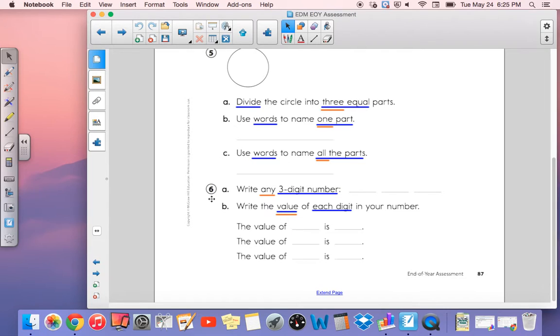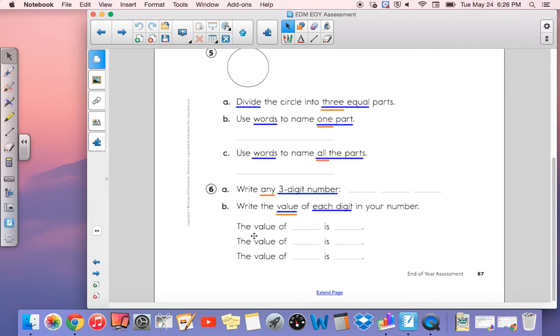6. My goodness, listen to me. 6A. Write any 3-digit number. Okay, so I want you to think of a number that has 3 numbers in it. And I want you to write it right here on these lines. So put one number here, put another number here, and put another number here. It doesn't matter what your numbers are. You get to make them up, so you get to choose what you would like them to be.